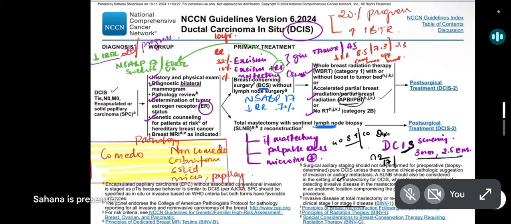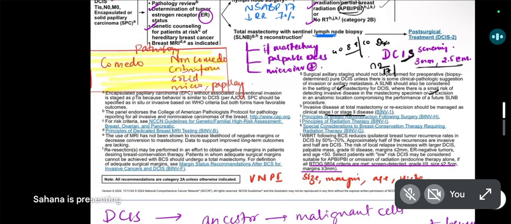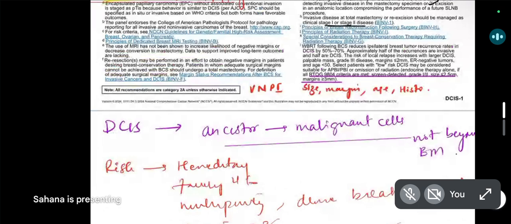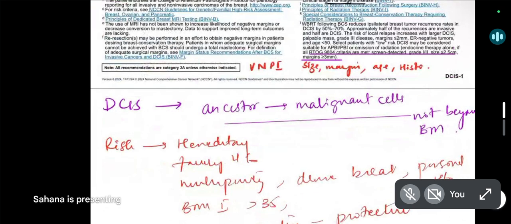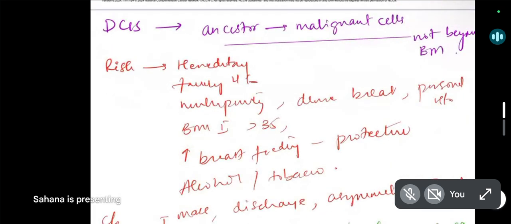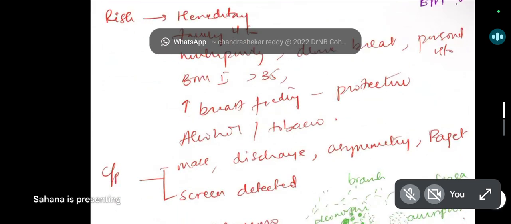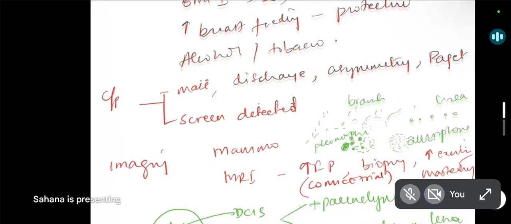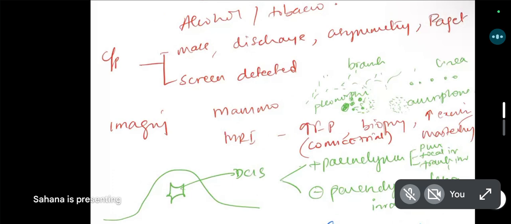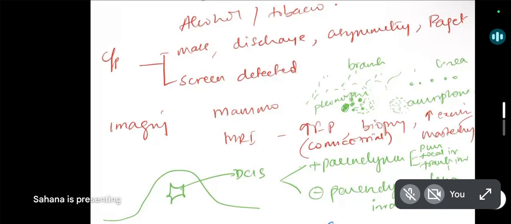So broadly what you have to remember, it's an in situ carcinoma. What are the risk factors? It is similar to invasive. It can be mass forming or screen detected. Mass forming has an increased incidence of having an invasive component in them. Then there is a role for MRI also in this. Then you have to write about the treatment. You will resort to either BCS or mastectomy depending on how extensive the DCIS is.